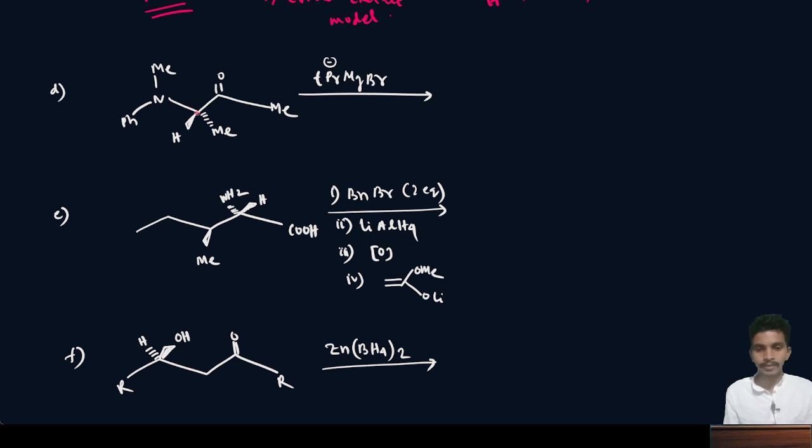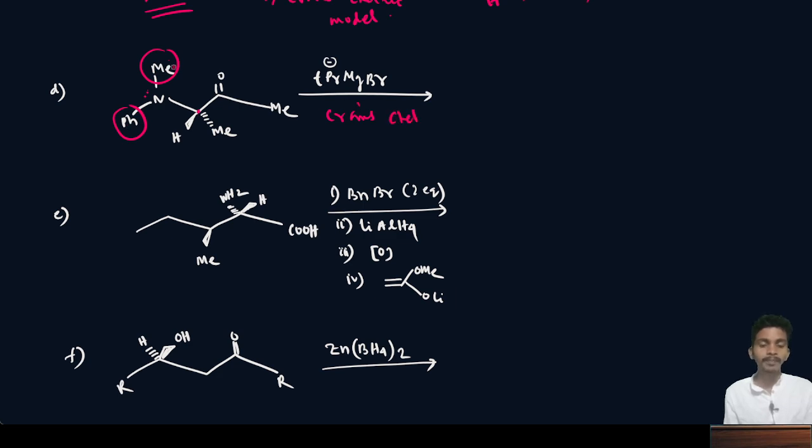For this question, you see that at the alpha carbon of this carbonyl, the lone pair is there, but here one is phenyl and one is methyl. So in this case this lone pair is able to chelate, because it is not so bulky, so it will do the chelation. So again it will show the Cram-chelate model.